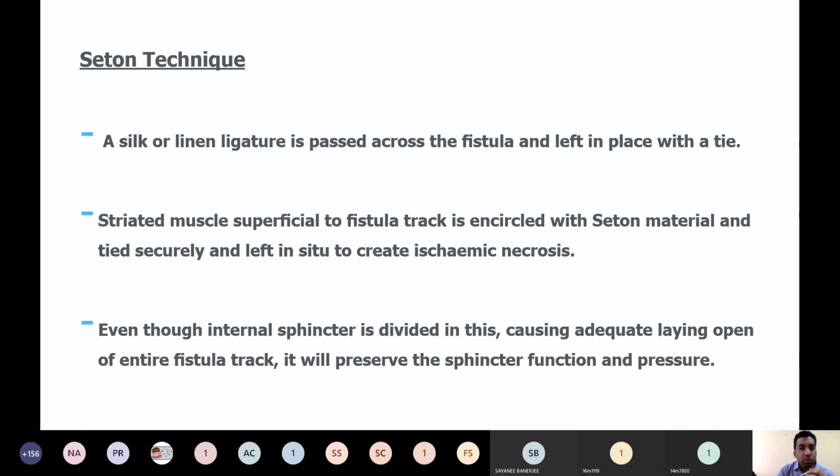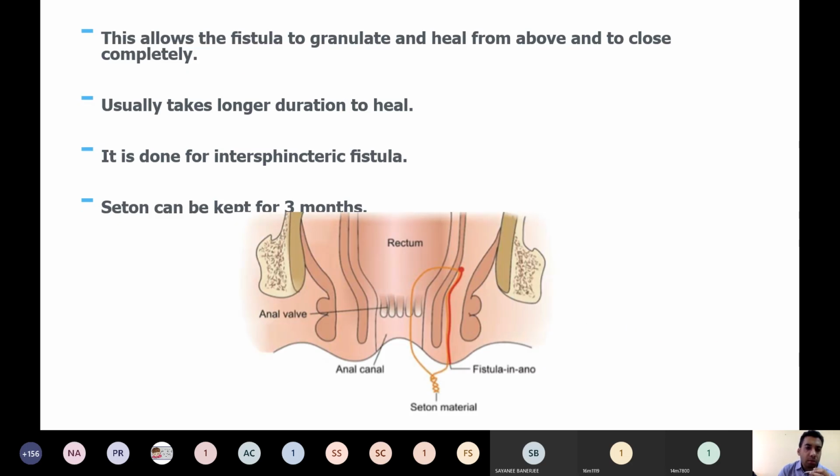So this is about the Seton technique, a long procedure, up to 3 months it will take. It does not cause any incontinence. And it is done only for intersphincteric fistulas. If it is transsphincteric, you cannot use this technique because we don't want the external sphincter to be damaged. If that is damaged, then there will be incontinence for flatus and stools. So it is done only for intersphincteric type of fistulas. Okay. Thank you.